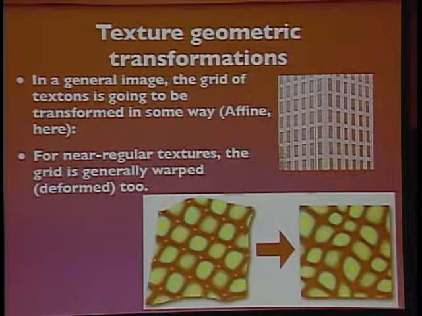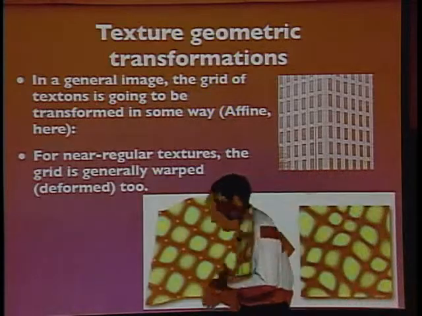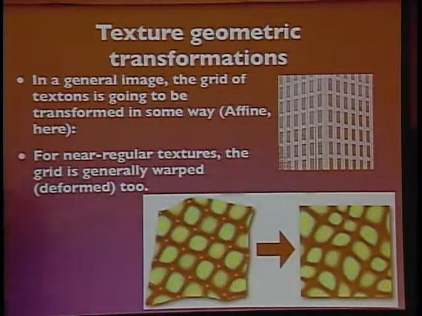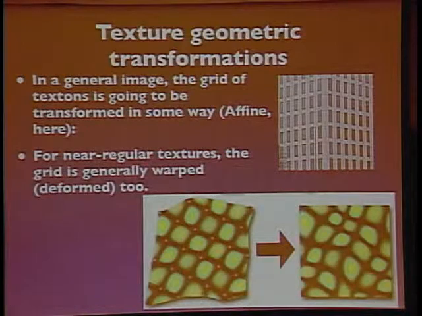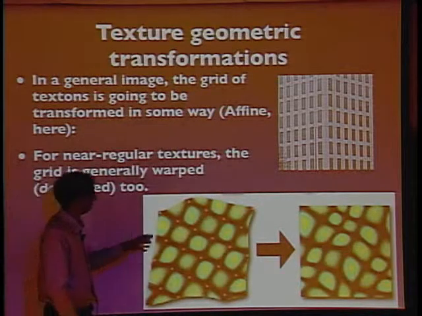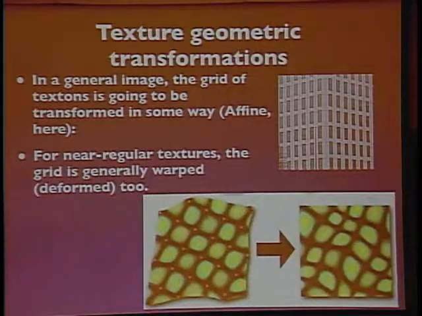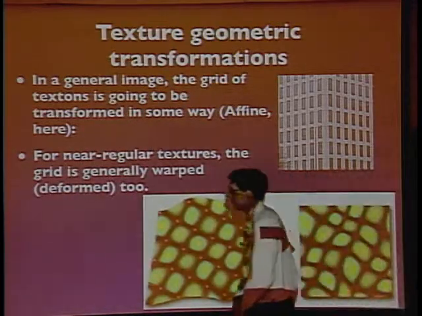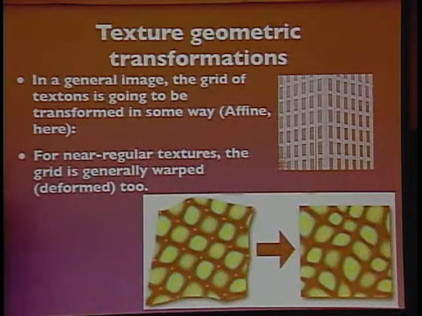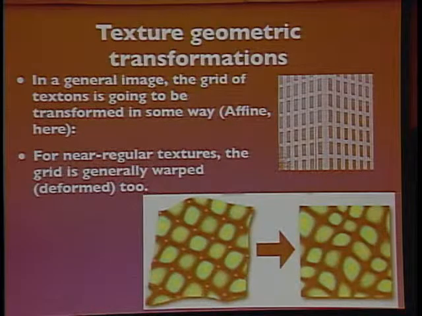So if your job is to identify or analyze near regular textures, you now have three jobs. One is to identify where the textons are. Another is to identify how they've been transformed from some canonical version of that texton. And third, to identify the deformation that took you from a perfectly regular grid like this to your deformed grid like this one. Does this make sense? Now you have three jobs. Near regular textures, I should say.